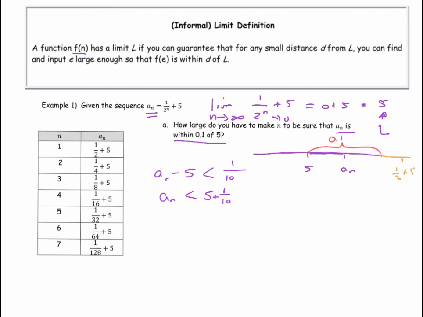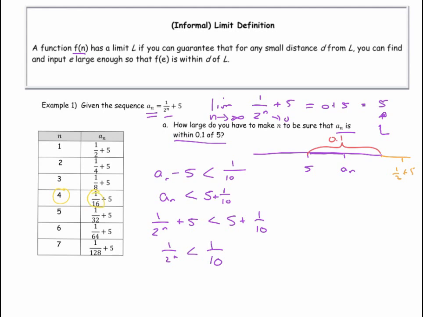So how can we be sure that a sub n is less than 5 and a tenth? Well, let's put our explicit rule in for a sub n. That's 1 over 2 to the n plus 5. How can we be sure that 1 over 2 to the n plus 5 is less than 5 plus 1/10? Again, we can cancel out those 5s, and it just boils down to, when is 1 over 2 to the n less than a tenth? If you follow these numbers here on the left, where I've written out the terms, when is the first time that 1 over 2 to the n is less than a tenth? That happens here at 4, right?